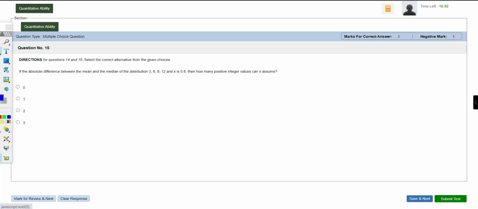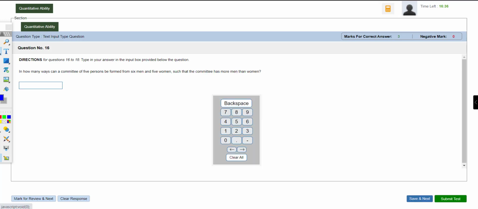After this, question number 15. If the absolute difference between the mean and median of the distribution is 0.8, how many positive integral values can x assume? Okay, this will go lengthy. Let's ignore it. Let's go to the next question.